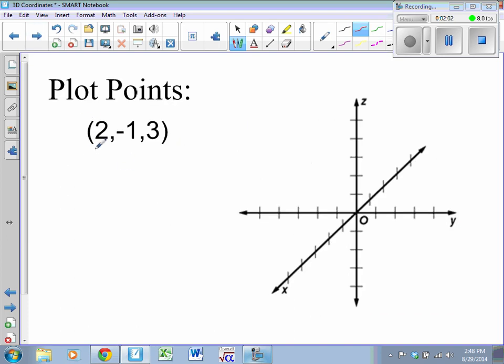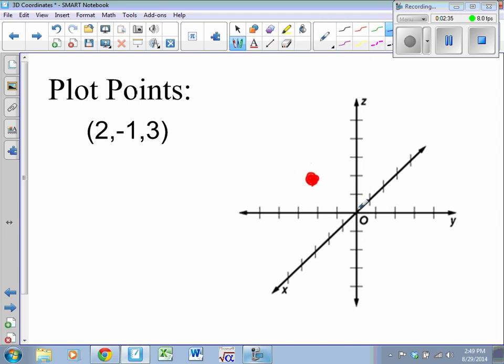So if I have the point 2, -1, 3, that is 2 in the X direction, so here's the X. I'm going to come out 2 this way. -1 in the Y direction, I move over 1, negative Y. And now I go up 3. I go up 1, 2, 3. Now, we draw these lines because if I just put that point there, it's really hard to see where that point is without the lines.